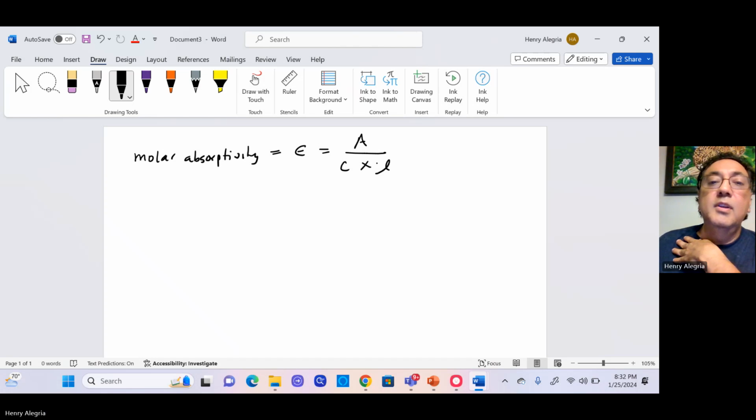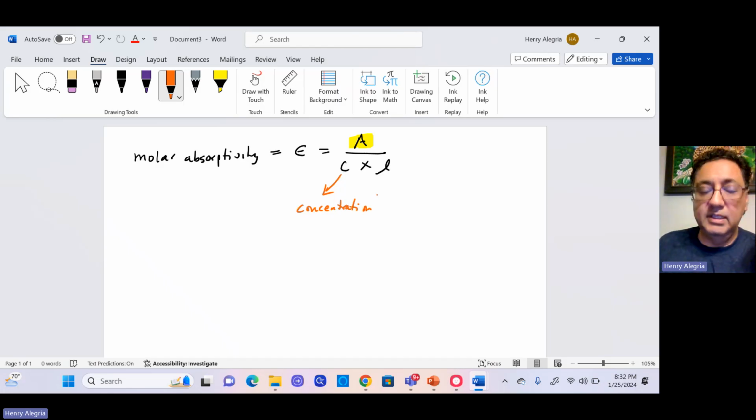So this here, of course, is what's going to be experimentally observed in our UV-Vis spectrophotometer. The C is the concentration of the solution of our sample. We all agree on a set one molar concentration. And the L is what we refer to as the path length.